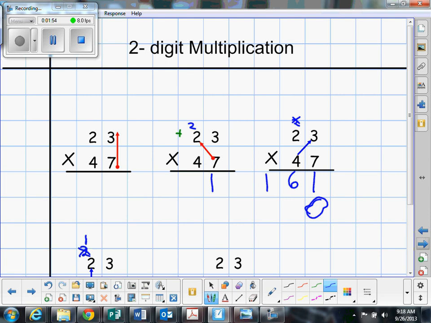So when you have them stacked as such, as it is right here, you're going to do the 7 first. 7 times 3, as we said before, is 21. 1's there, 2 are carried. And then if you look over, you go across. 7 times 2 is 14. And then you add this 2 right here. 14 plus 2 is 16, just like we talked about.